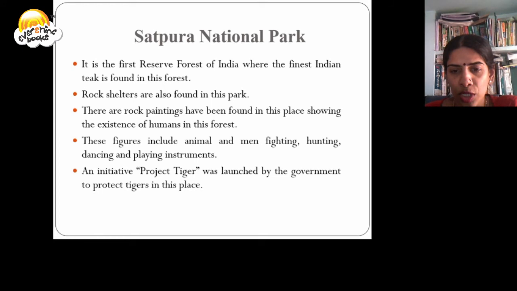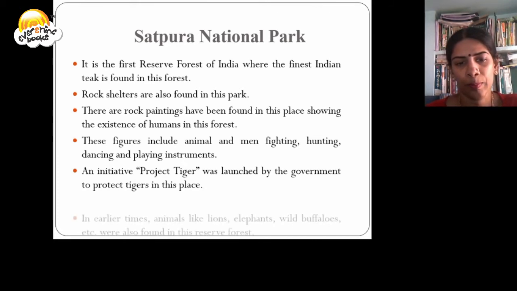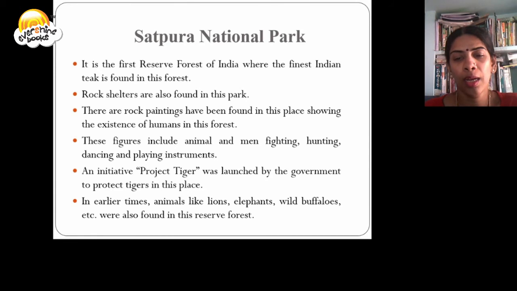An initiative, Project Tiger, was launched by the government to protect tigers in these places. So, Satpura National Park is the first reserve forest of India, and there are rock shelters, and inside the rock shelters, we can see rock paintings. Rock paintings show animals and men fighting, hunting positions, dancing and playing instruments. Project Tiger was launched by the government in this area, particularly to protect the tigers. Animals like lions, elephants, wild buffaloes were also found in this reserve forest, but not now.